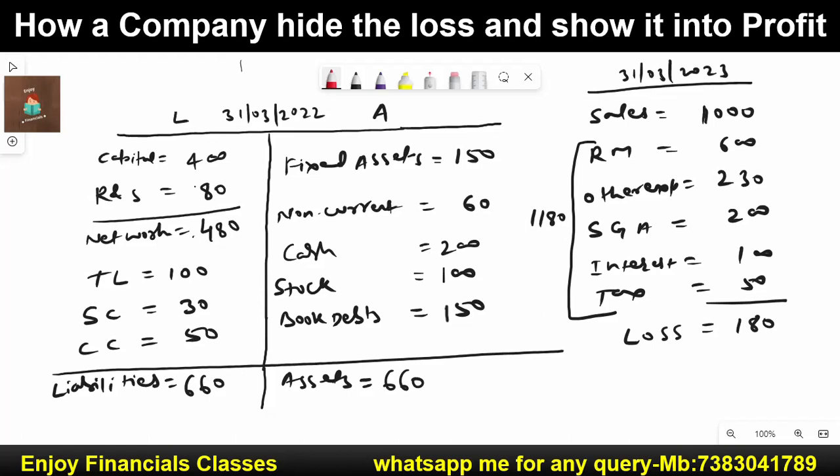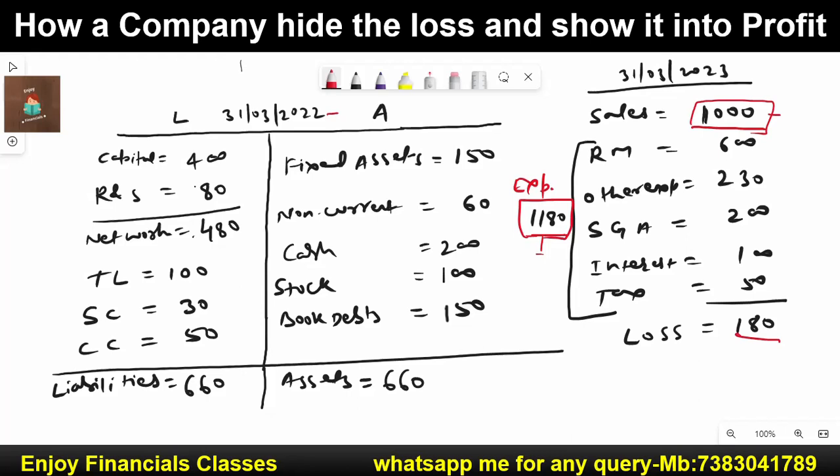You see here, I have prepared one small balance sheet as on 31st March 2022. From 1st April 2022 to 31st March 2023, the company has made total sales of 1000, 1000 lakh rupees, or even 1000 rupees you can say. Out of that, the company has incurred total expenses of 1180. So the company has a loss of 180. The income is 1000 and the expenses are 1100 and so on; if you add all of this, it comes to 1180.